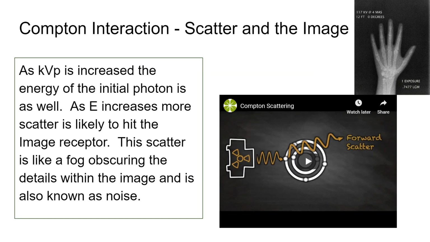So if you increase kV, you get more scatter. Here's the image, all grainy and terrible looking because they used 117 kV for a hand. That's like triple, almost, what you should use, right? They use like 110 on the PHS. Don't use 117 on a hand. More like 60, 65.